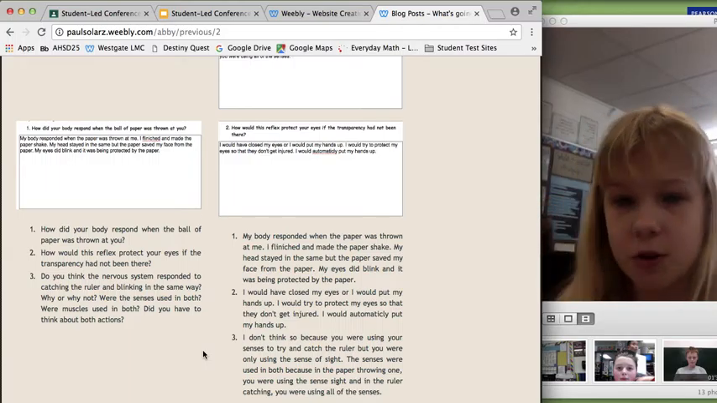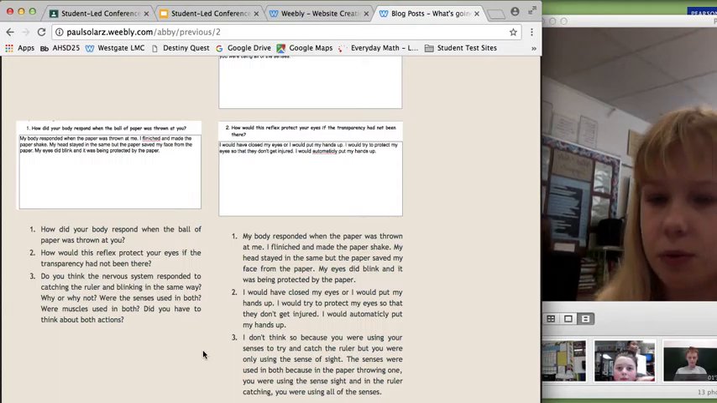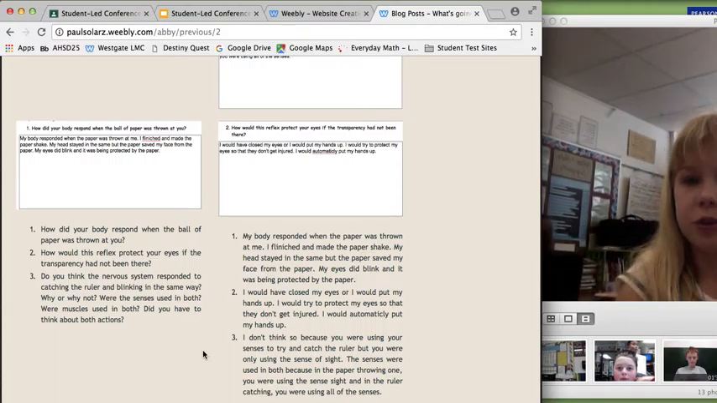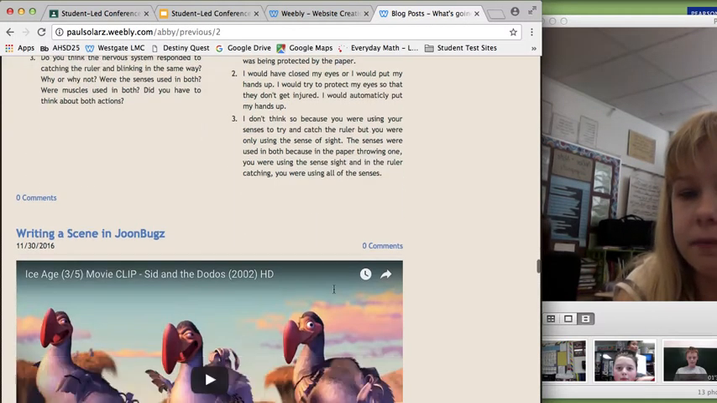And number 3, do you think the nervous system responded to catching the ruler and blinking in the same way? Why or why not? Were the senses used in both? Were the muscles used in both? Did you have a think about action? So that one wasn't really long, which I'm not happy about because there's a lot in that.